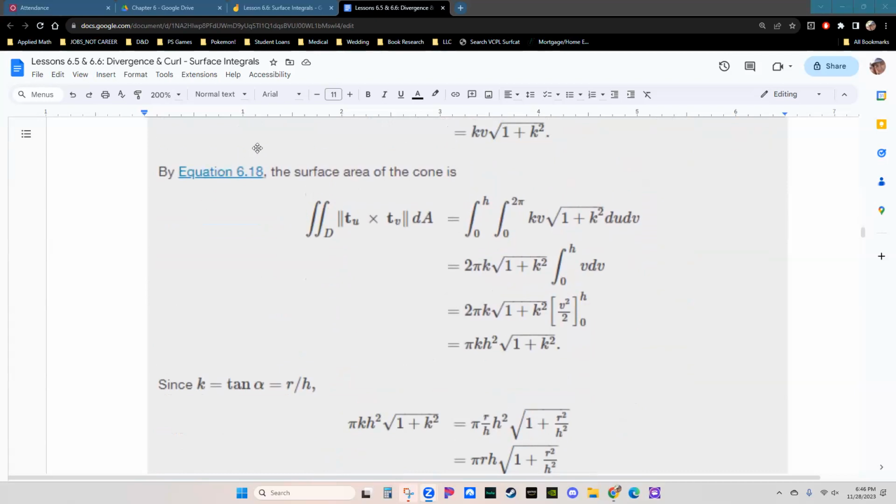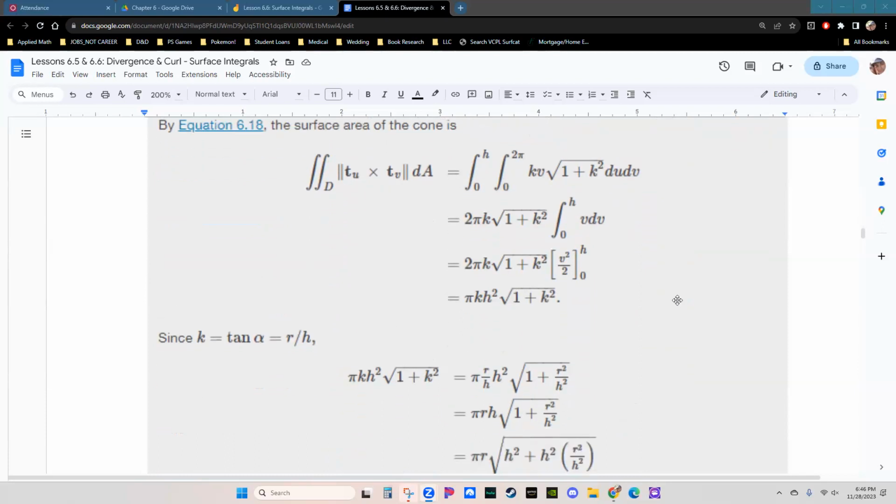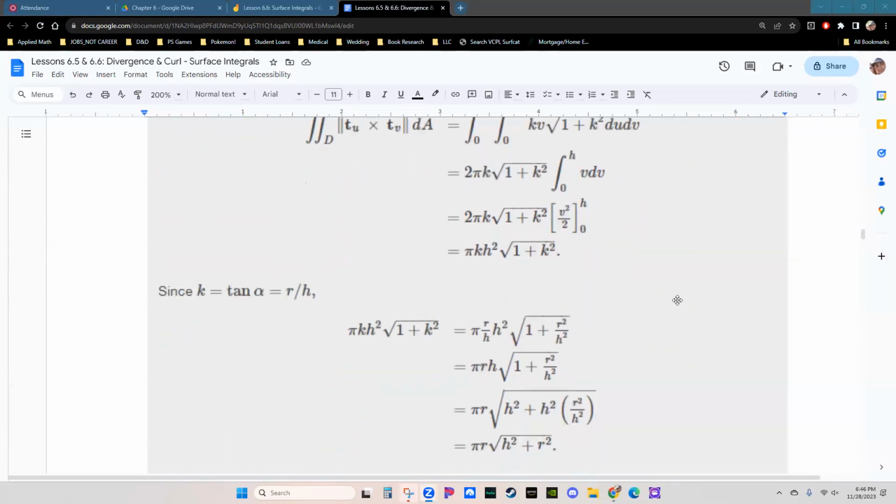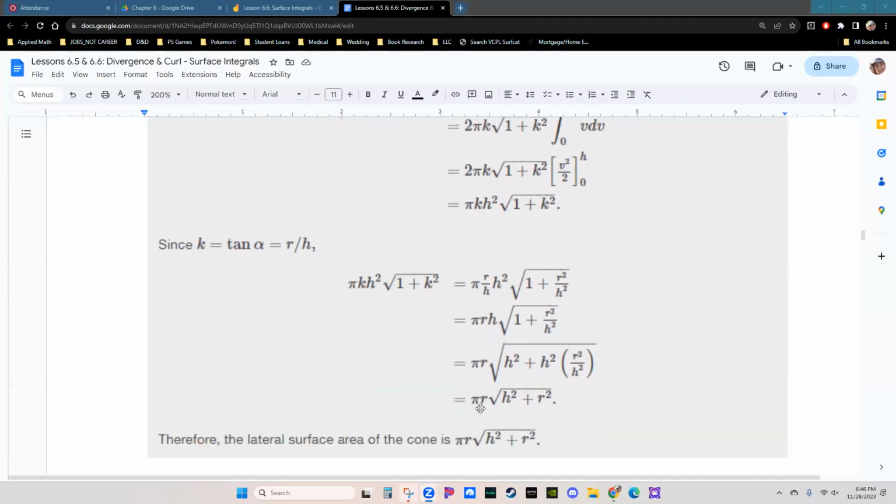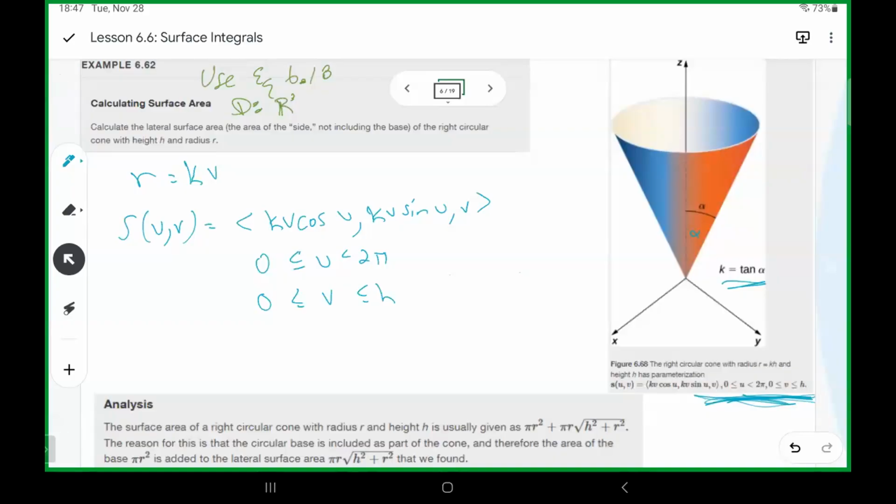So here's using equation 618, the surface area of the cone. Okay. So therefore the lateral area of the cone is the following. That was just so much. All right, sorry, that one was just so long, and I knew if I tried to write it, we would run out of space.